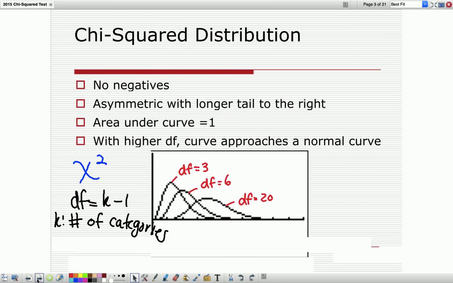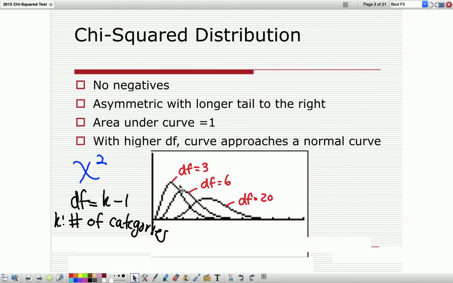A couple things about a chi-square distribution before I do these examples. There's no negatives because we're talking about counts, so you can't have negative counts. I'm not going to have negative people with blonde hair. It's asymmetric, so it looks like this weird little thing. There's a longer tail to the right. Area under the curve, still 1.